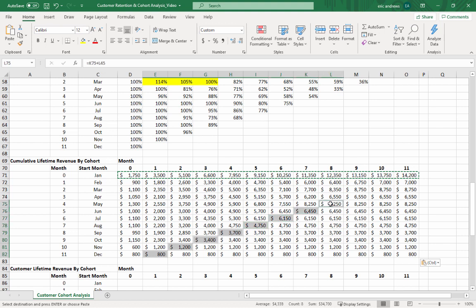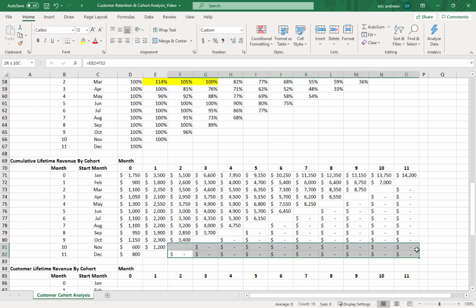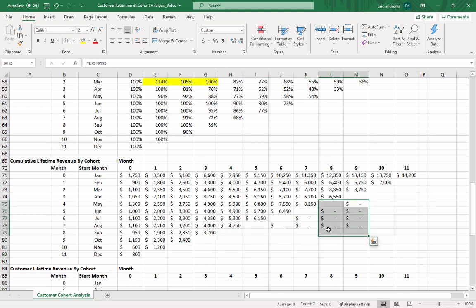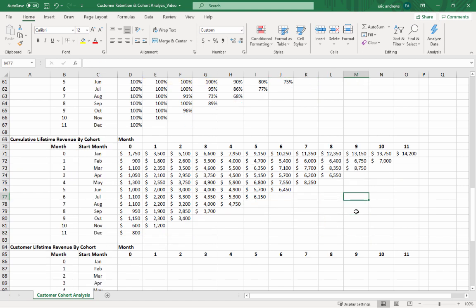So again, let's just copy this down and then delete the months which don't make sense, which are months in the future, which don't exist yet. And then we can just delete some of this. I bet someone's going to tell me in a comment some faster way to do this. Please do.